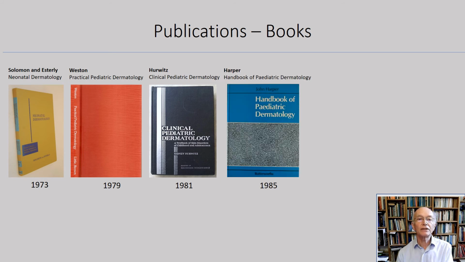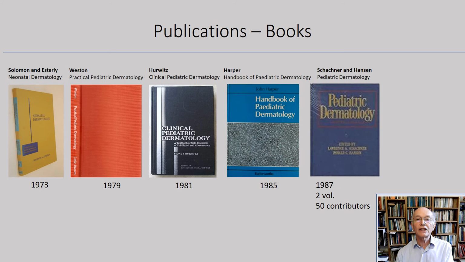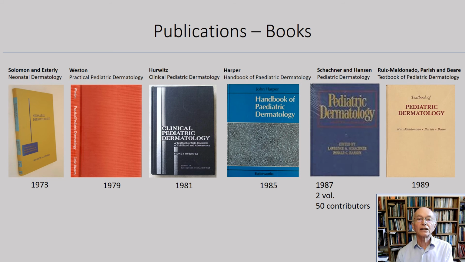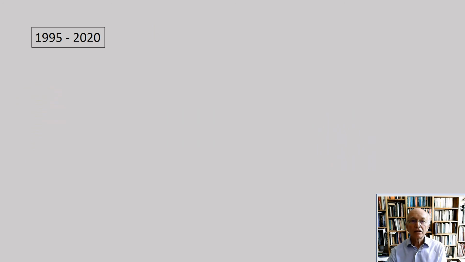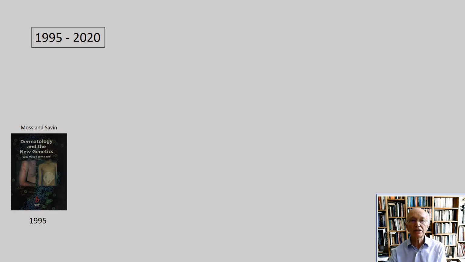In 1985, John Harper produced a text aimed at trainees, and then in 1987, Schachner and Hansen's textbook was first produced, and this was on a larger scale and multi-author. And then in 1989, there was the textbook from Ruiz, Maldonado, Parrish and Beer. From the mid-90s onwards, there has been a plethora of books. Some broke new ground, such as Dermatology and the New Genetics by Celia Moss with John Savin. In the year 2000, Blackwell published a Paediatric Dermatology companion to the Rook Textbook of Dermatology.